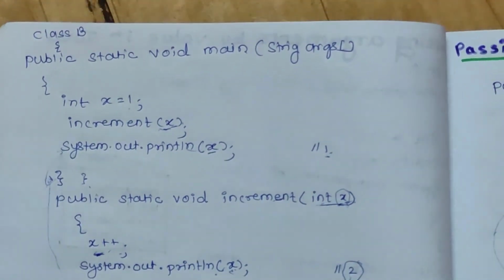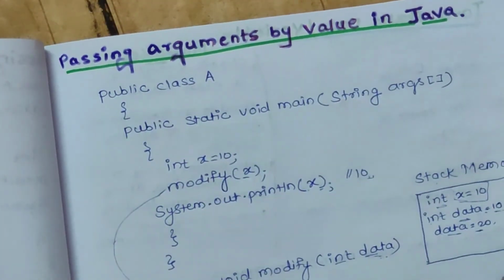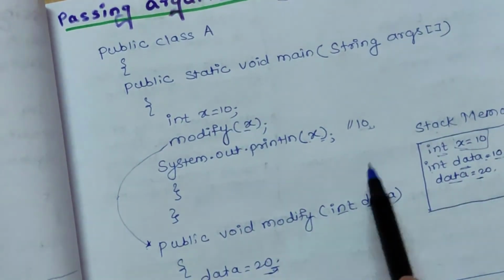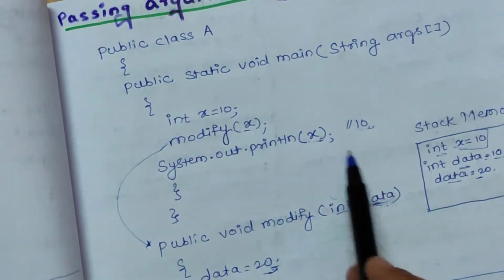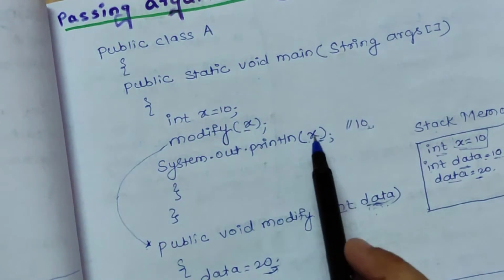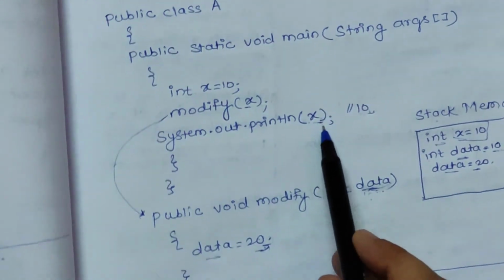In both of these examples we have discussed that when we are passing a value as a parameter, in that case that value will be copied into another variable and it will not affect its original value.